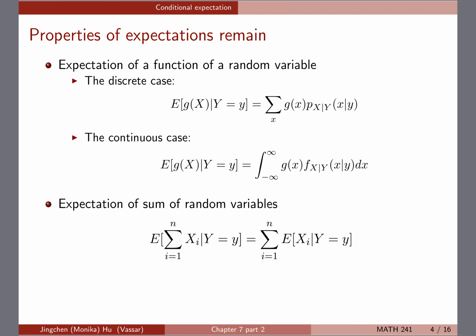Lastly, we can see the expectation of a sum of random variables. This also follows what we did before. If you are conditioning on y and you're looking at the sum of the xi, then it becomes the sum of the conditional expectation of each of the xi.